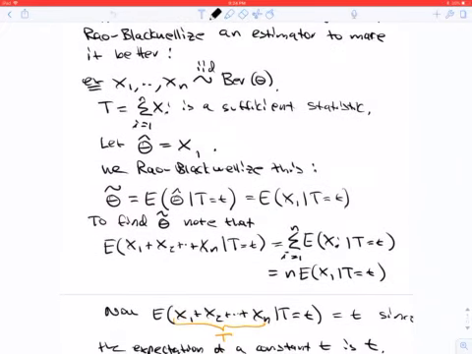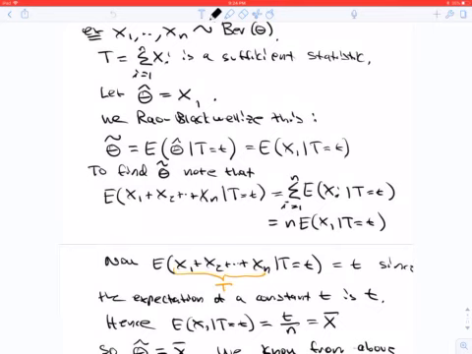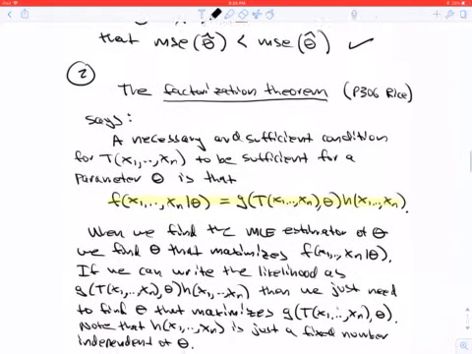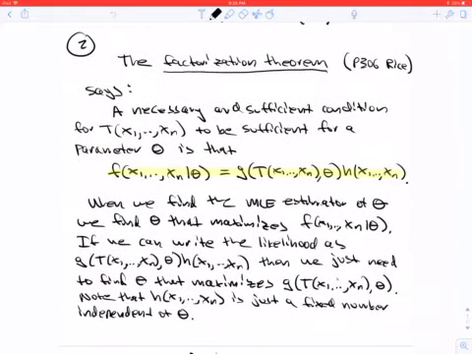So here's an example. If X1 to Xn is IID Bernoulli, it turns out that the sum of these Xi is a sufficient statistic. And so we're going to start off with just the first. X1 is our initial estimator, and we're going to Rao-Blackwellize it. The Rao-Blackwellized estimator is the sample mean, which we know from above has a smaller MSE.